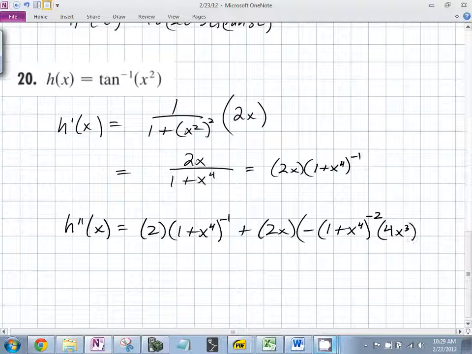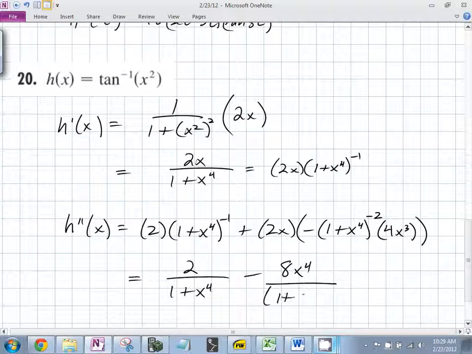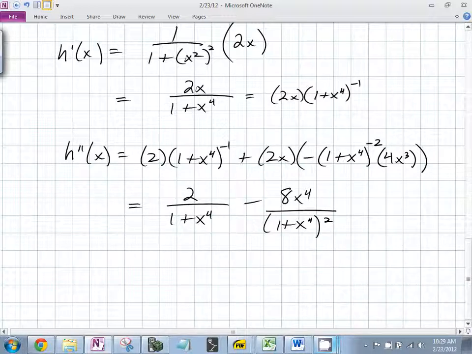Now, can you simplify this a little bit? Yeah, you could write it as 2 over 1 plus x to the fourth, minus 8x to the fourth over 1 plus x to the fourth squared. That looks a little cleaner than what I just wrote. That would be a very good form of the answer.